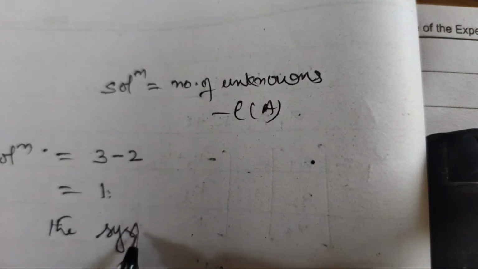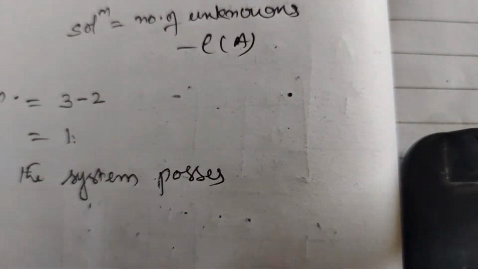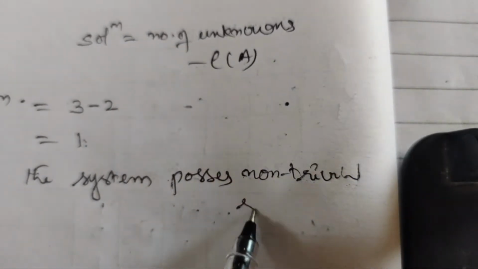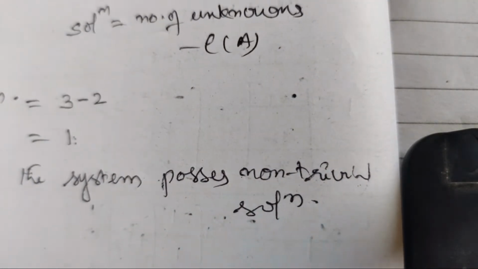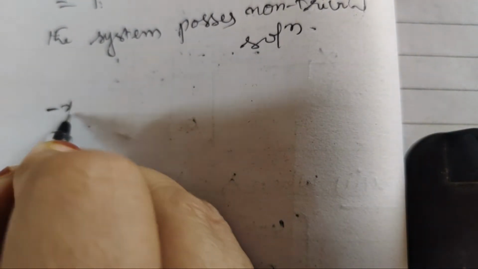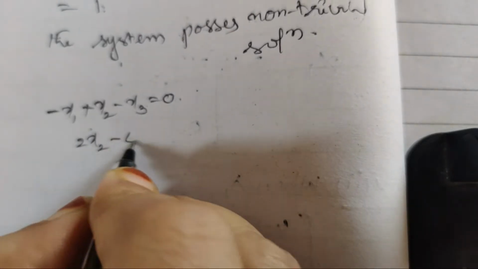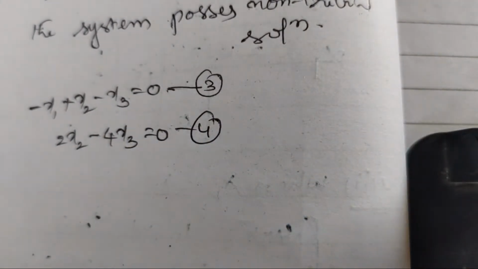The system possesses non-trivial solution. First, write it into the equation form. Whatever you got, write it in the equation form. So the first one is minus x1 plus x2 minus x3 equals 0, then 2x2 minus 4x3 equals 0. This is equation number 3 and this is equation number 4.